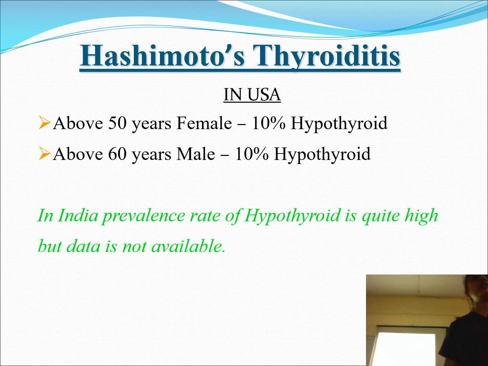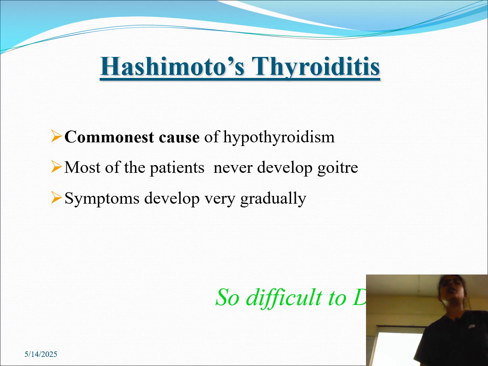So Hashimoto's thyroiditis: in the USA, females above 50 years will have 10% hypothyroidism, and males 60 and above will have 10% hypothyroidism. In India, the prevalence rate of hypothyroidism is quite high, but the data is not available. Hashimoto's thyroiditis is the commonest cause of hypothyroidism. Most of the patients will never develop goiter, and the symptoms are very gradual.